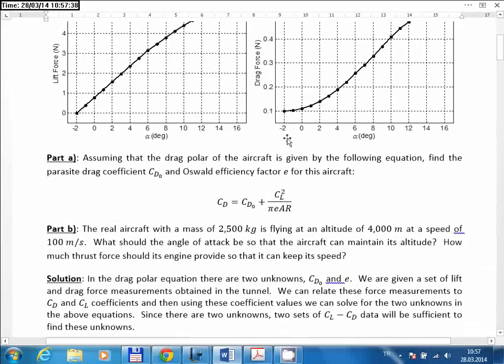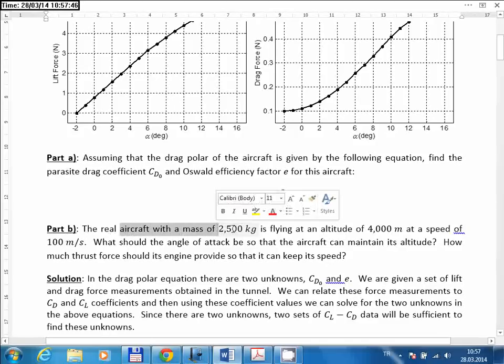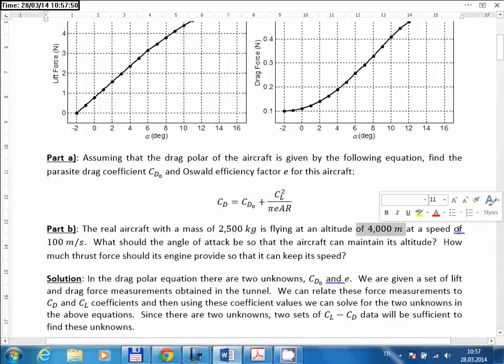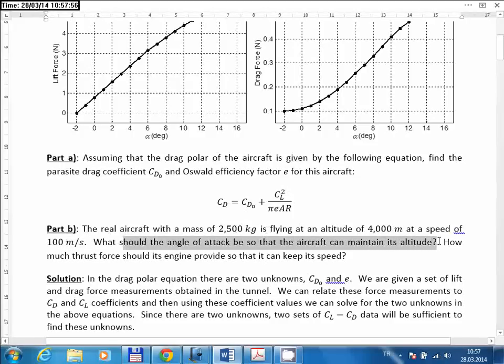Okay, so you test this aircraft in the tunnel and obtain this data. And in the second part it says the real aircraft with a mass of 2,500 kilograms is flying at an altitude of 4,000 meters at a speed of 100 meters per second. What should the angle of attack be so that the aircraft can maintain its altitude? And how much thrust force should its engine provide so that it can keep its speed?